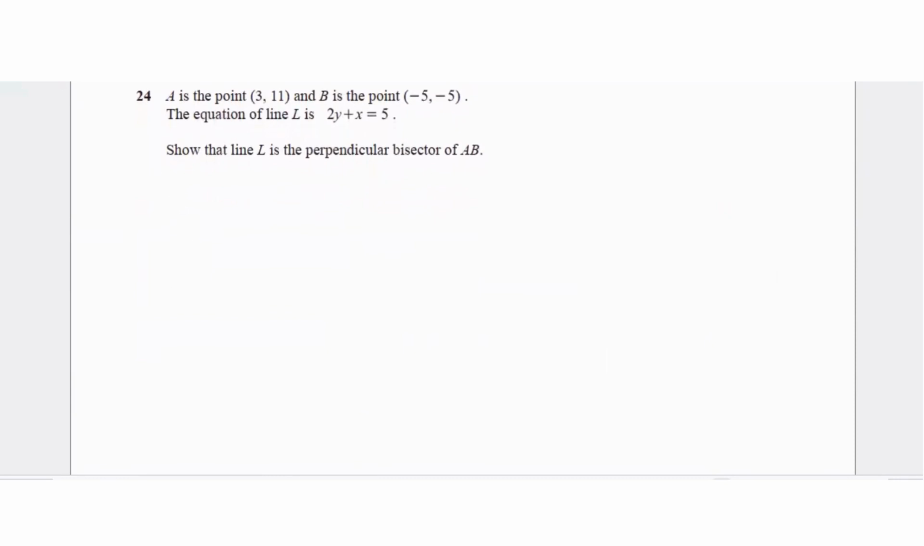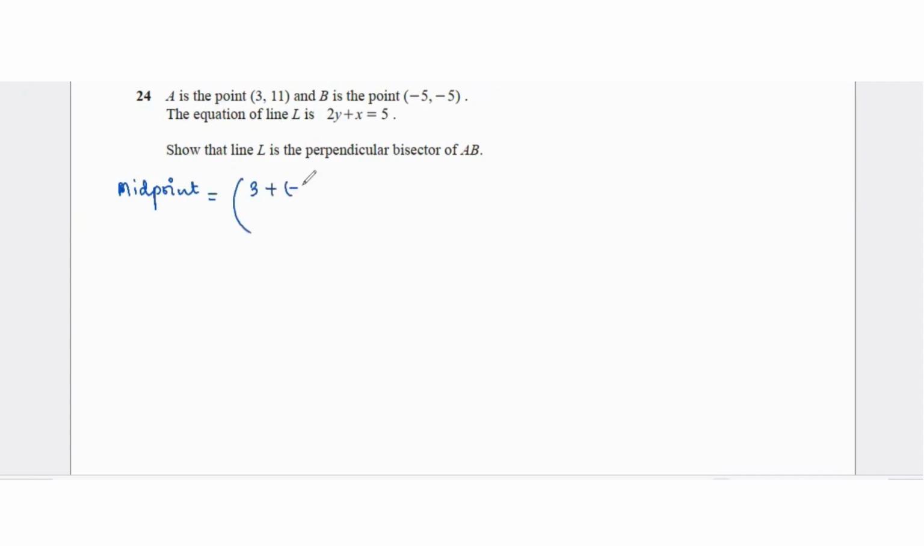For the next question, it says A is the point (3, 11) and B is the point (-5, -5). The equation of the line L is 2y plus x equals 5. Show that the line L is the perpendicular bisector of AB. So in order for us to prove that, let's find the midpoint of AB first.